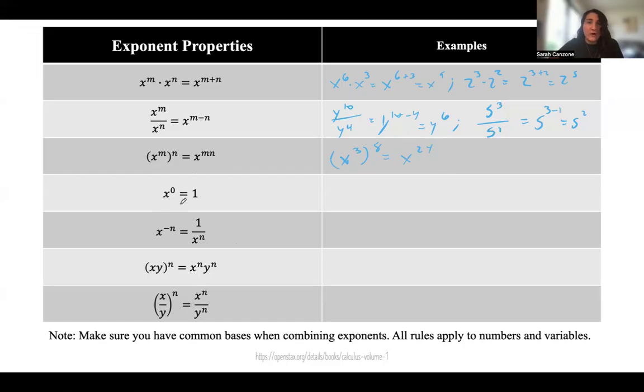This one is going to come up quite a bit. Anything at all to the 0 is going to be 1. So if you have y to the 0, it's 1. If you have 6 to the 0, it's 1. Anything to the 0 at all will be 1. This is also going to be a very, very important property. We're going to be needing to use this a lot. We're going to need to know just when to use it.